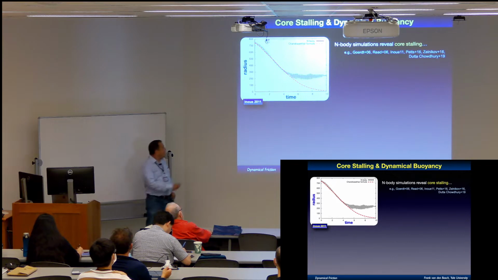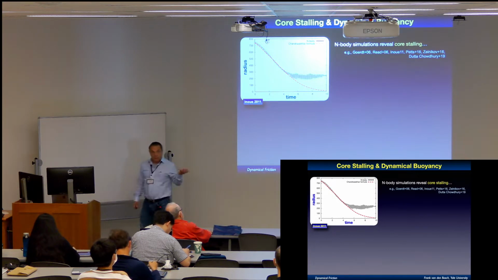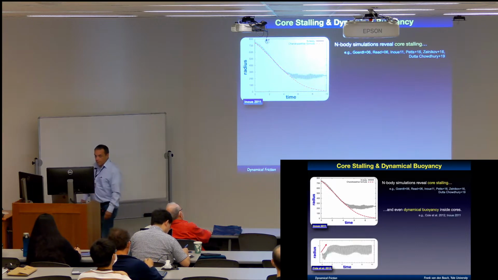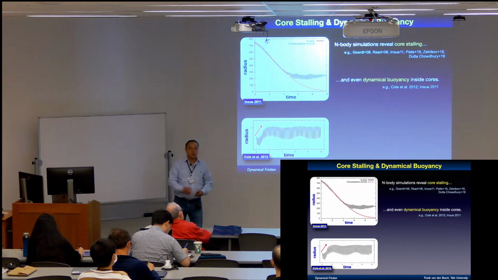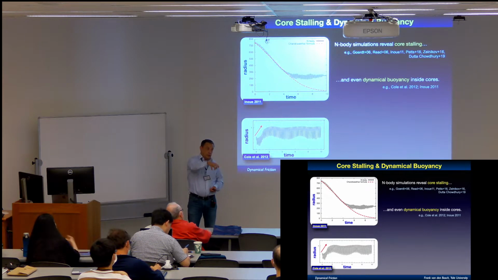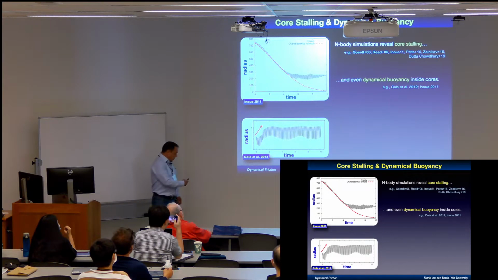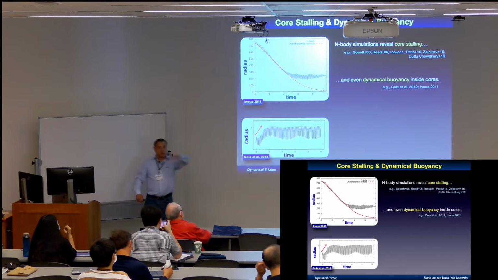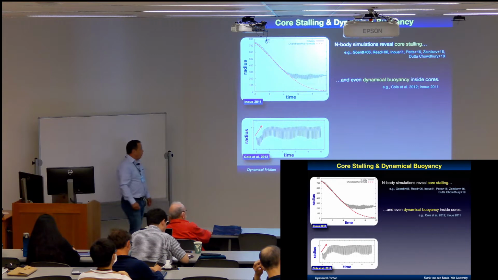It was sinking in, but then at some point it came close to the core radius and it just didn't want to go in any further. It stalled. This has been reproduced in many simulations and it's known as core stalling. Now, even more amazingly, in 2012, Cole and collaborators asked the obvious question: what happens if I take a massive object and put it inside the core to start with? And what they found was that the object actually gets pushed out. It got pushed out over time until it again settled roughly at that core radius. And this has become known as dynamical buoyancy.